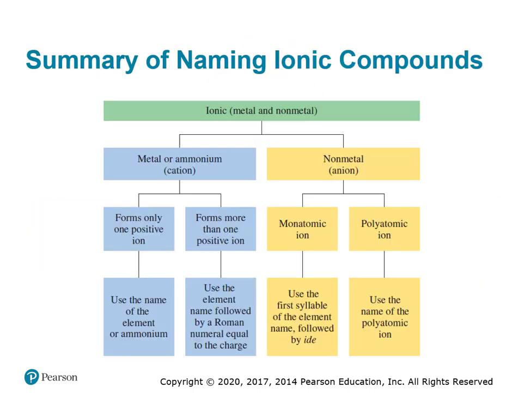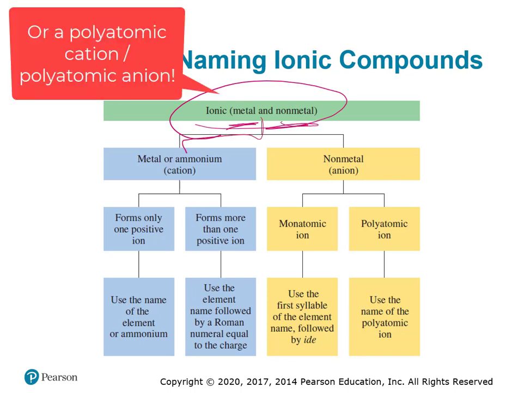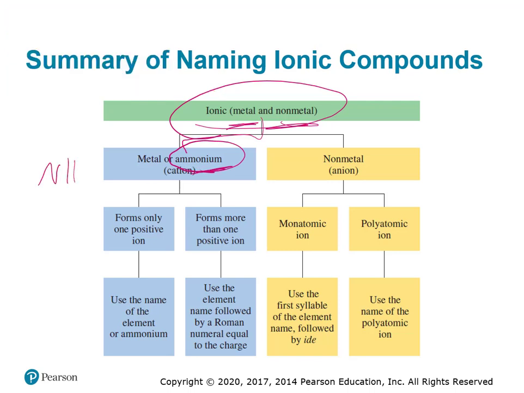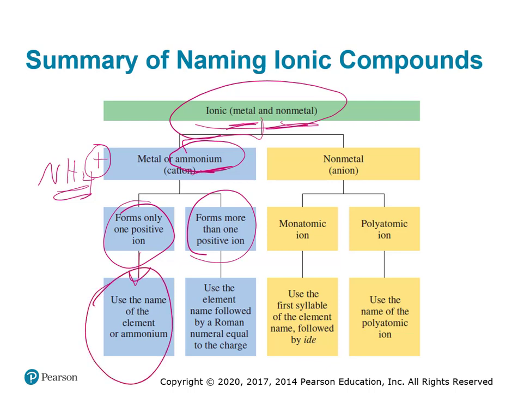Here's a little summary of ionic compounds. An ionic compound is a metal and a nonmetal. If it's a metal, or if it's a polyatomic ion and it's ammonium, NH4 plus is the only polyatomic ion that's a cation, that's positive. Forms only one positive ion or forms more than one positive ion. See where this goes. We just use the name of it. Versus, this would be for transition elements where we need to use the Roman numerals if it forms more than one positive ion. And then we have our nonmetal, the anion.